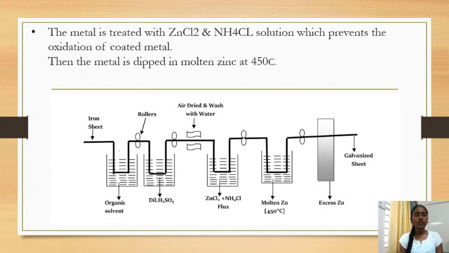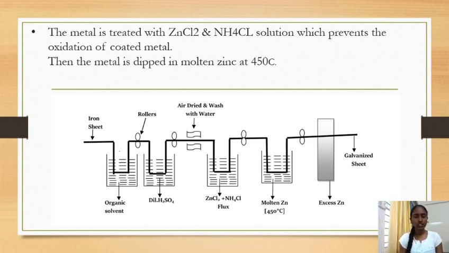Later on, the metal is treated with zinc chloride and NH4Cl solution, which prevents oxidation of the metal to be coated. The metal is dipped in molten zinc at 450 degrees Celsius. After all this process, the metal is protected from corrosion.